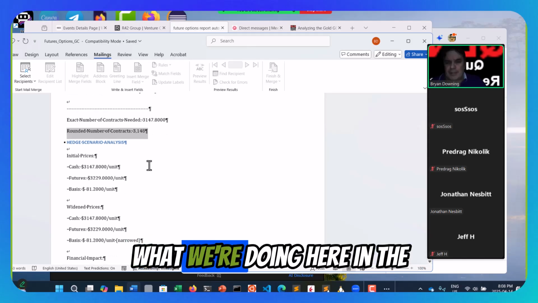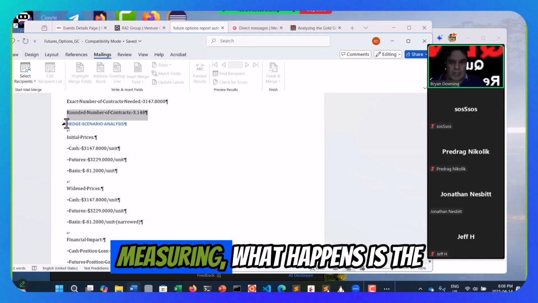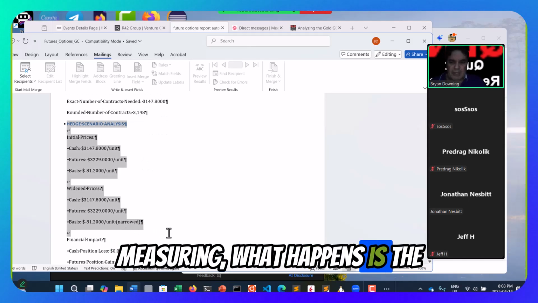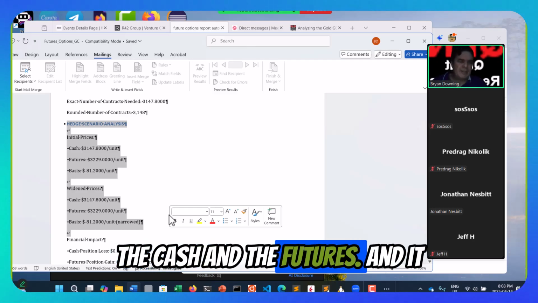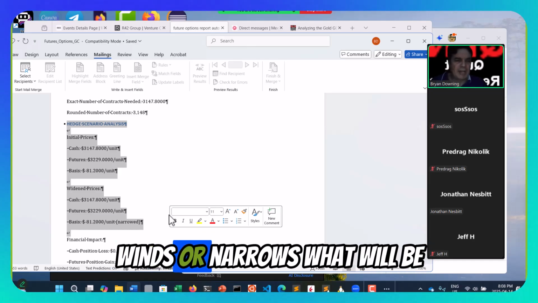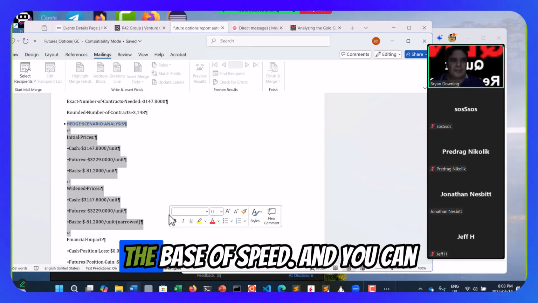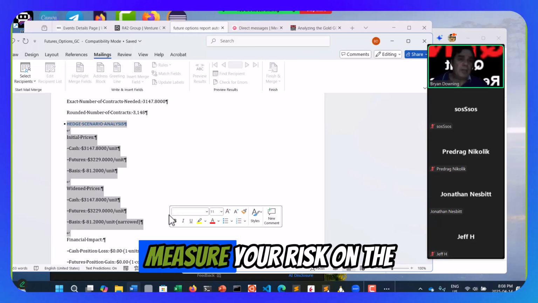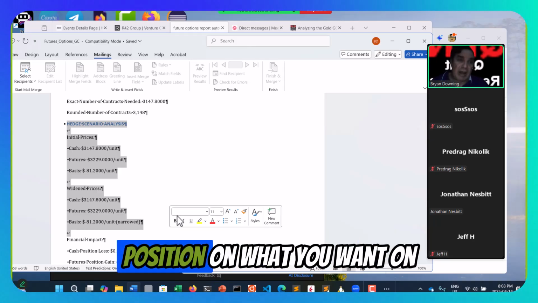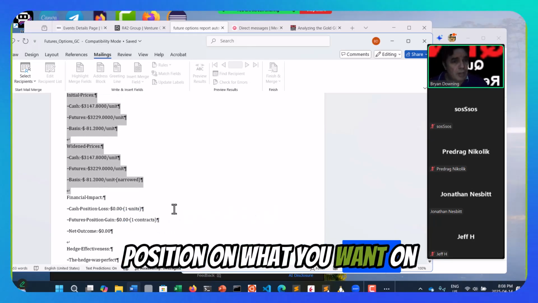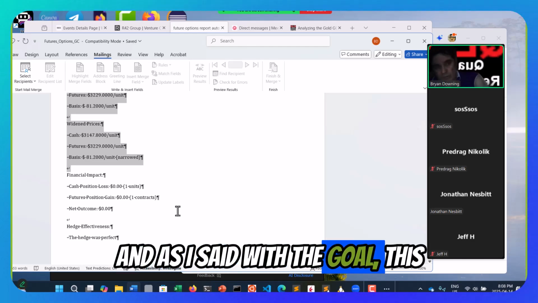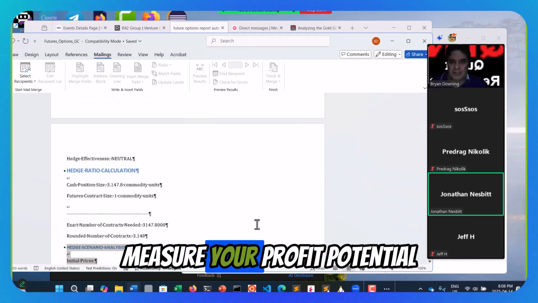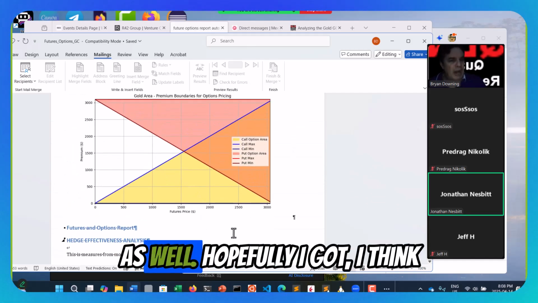As well. And what we're doing here in this scenario analysis is measuring what happens if the futures price widens, both the cash and the futures, and it widens or narrows, what would our basis be. You can measure your risk on the position on your entry, and as I said, with this chart you can measure your profit potential as well.